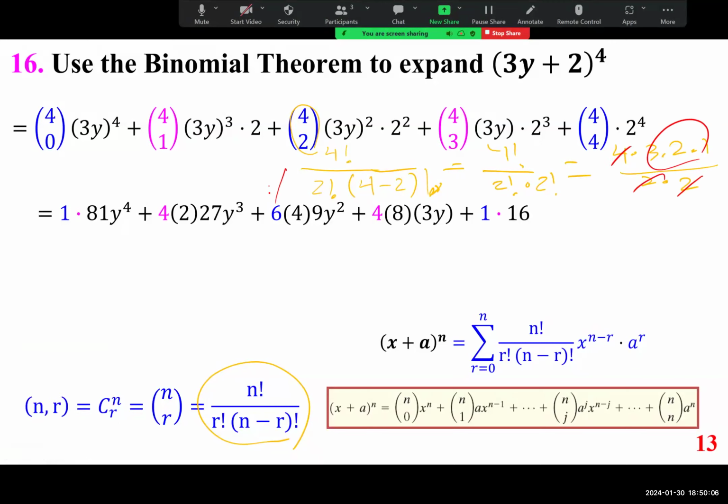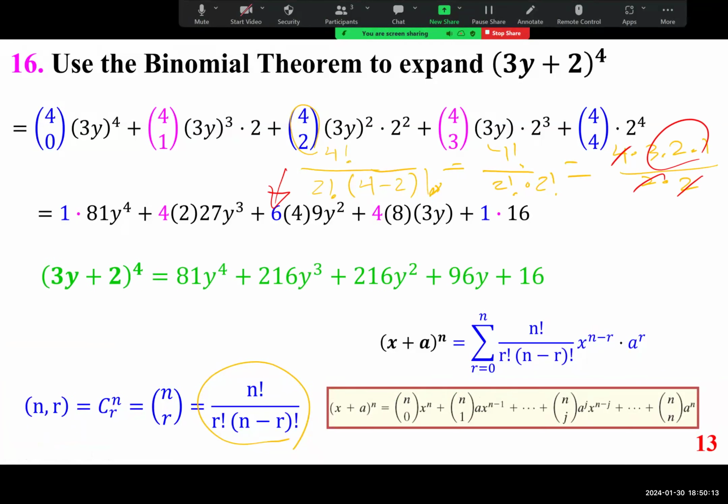So we are going to multiply out the numbers, and this remains as 81. This is 4 times 2 times 27, 216. y cubed, 6 times 4 times 9, 216, y squared. 4 times 8 times 3, 96. And then 96y, and finally 16. And we are done.